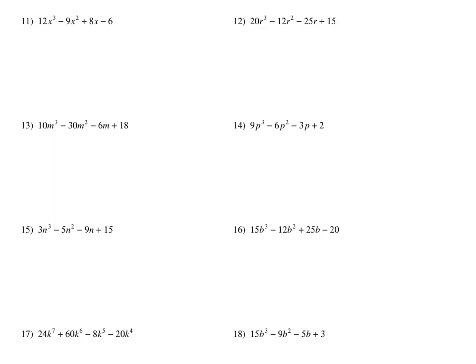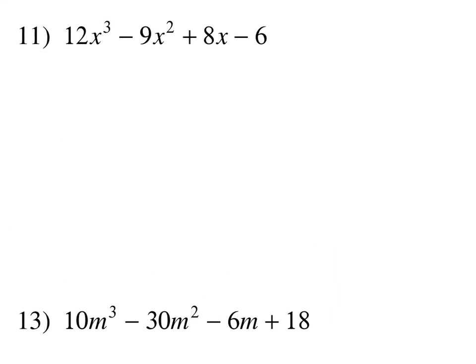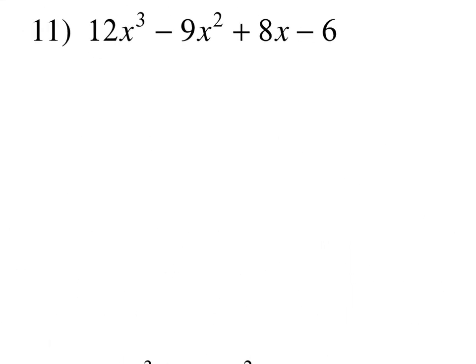Looking at the back side of your worksheet, number 11, we now have 4 terms. So we're going to factor this using something called grouping. The first thing you want to do is look to see if there is a GCF, or greatest common factor, that you can take out of all 4 terms. And in this case, no. If we get close, you can take a 3 out of 3 of the terms, or you can take a 2 out of 3 of the terms, but there's nothing you can take out of all 4 terms.